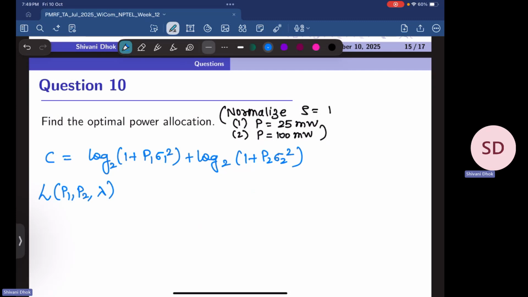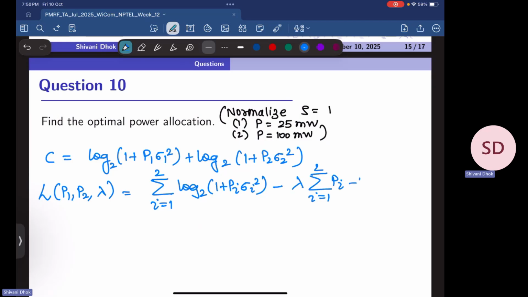As a function of P1, P2 and lambda, this will be equal to log of 1 plus P1 sigma 1 square plus log of 1 plus P2 sigma 2 square, or let me write it in a nice form. So summation i equal to 1 to 2 log base 2 of 1 plus Pi sigma i square minus lambda times the power constraint, that is summation i equal to 1 to 2 Pi minus P. So this is my power constraint.